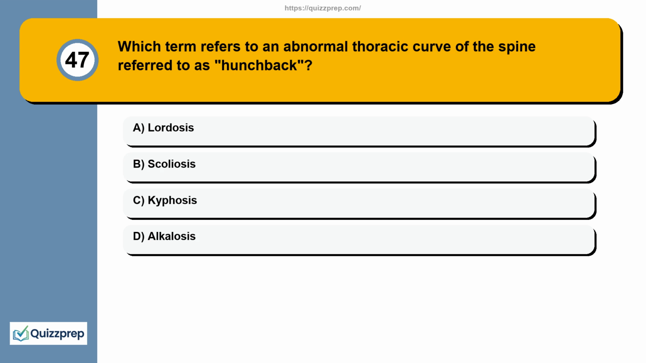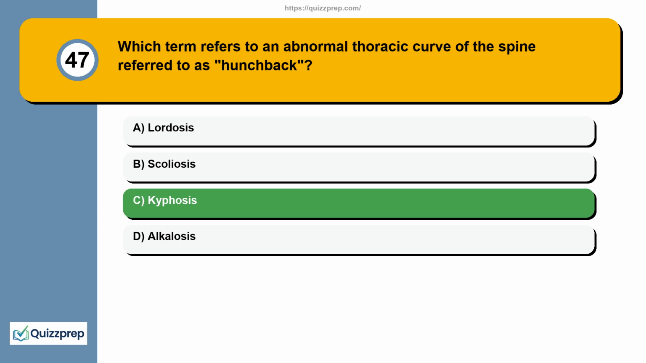Question 47. Which term refers to an abnormal thoracic curve of the spine referred to as hunchback? Option A, lordosis. Option B, scoliosis. Option C, kyphosis. Option D, alkalosis. The correct answer is option C, kyphosis.